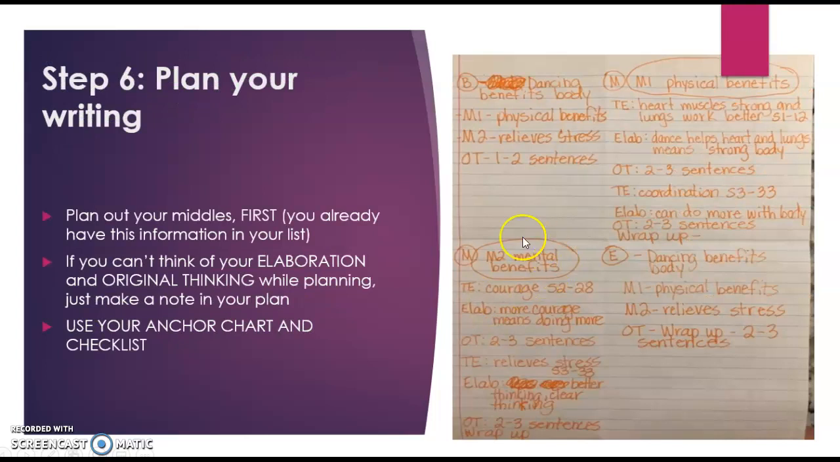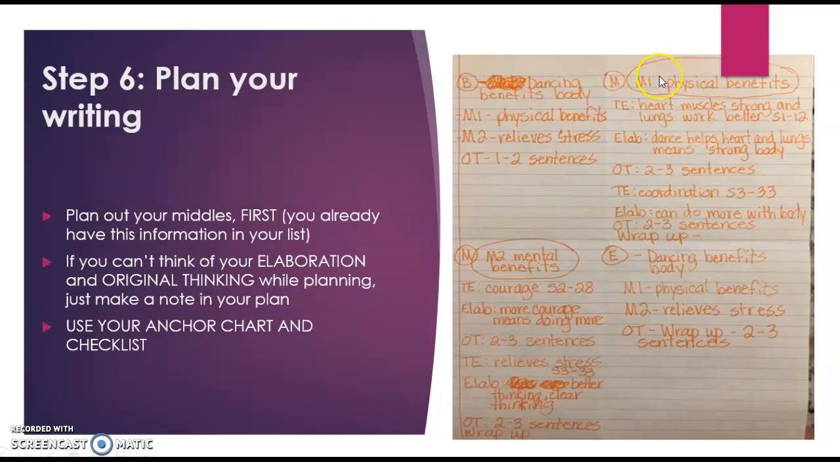So go forward again and look how I planned. So for middle one, I know physical benefits is going to be the topic of my middle one. My text evidence I have here is heart muscles strong and lungs work better. And look how I put my source in here where I found it. Easy. My second piece of text evidence, I just wrote in coordination. Remember, no one is grading your planning sheet. So however you decide to plan, make sure that it's easy for you to write.